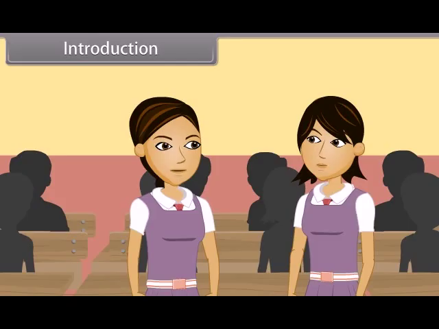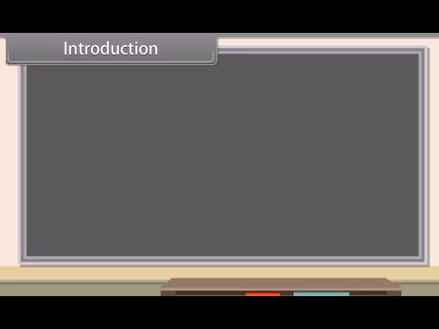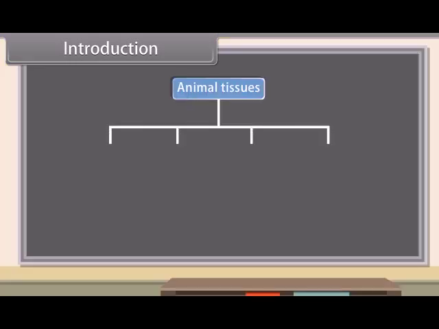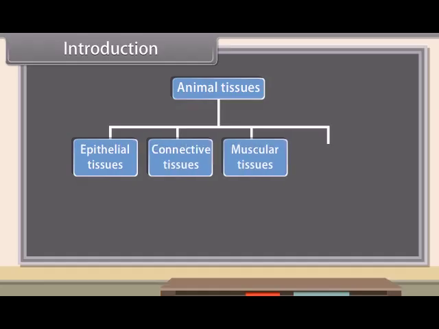For the accurate performance of vital activities, there are various tissues for every activity. On the basis of their functions, animal tissues are of 4 types: epithelial, connective, muscular, and nervous.